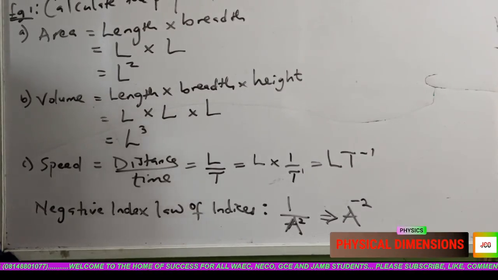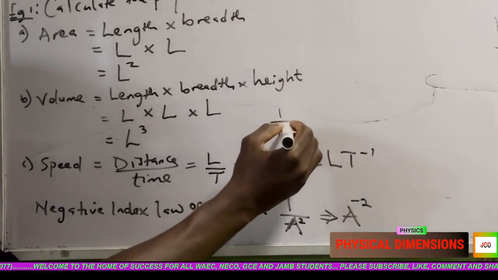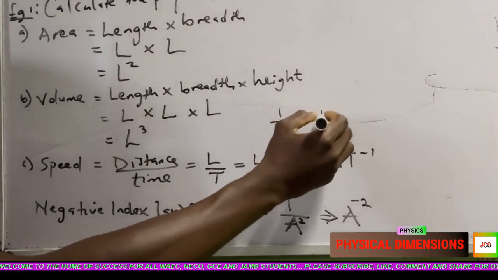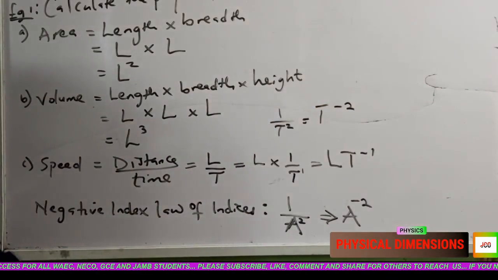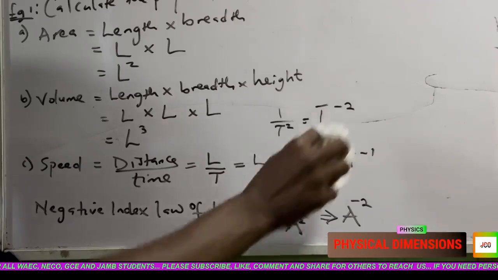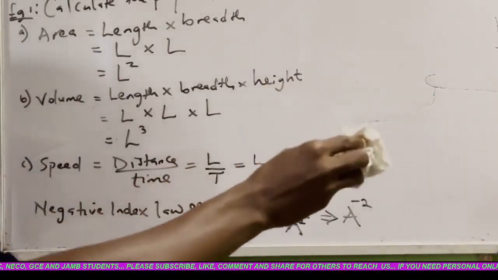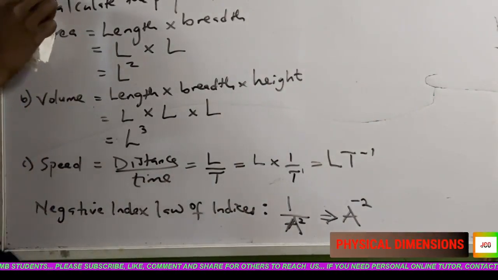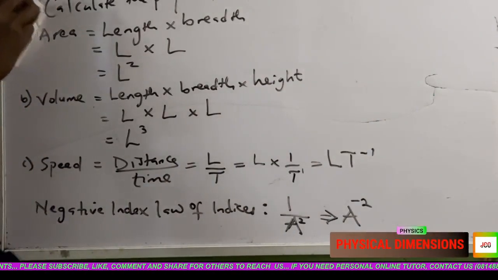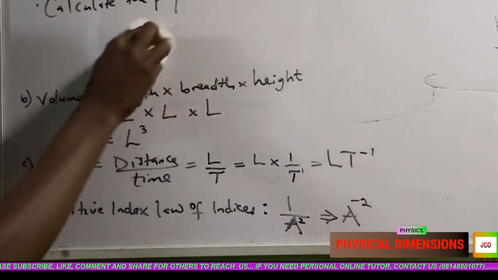If I have 1 over T raised to power 2, it gives me T raised to power minus 2. If you are not getting it, go to the comment section below. You will see the link to our indices class, and then go over the class again, and you're going to get it clearly. Now we'll go on to question 4.